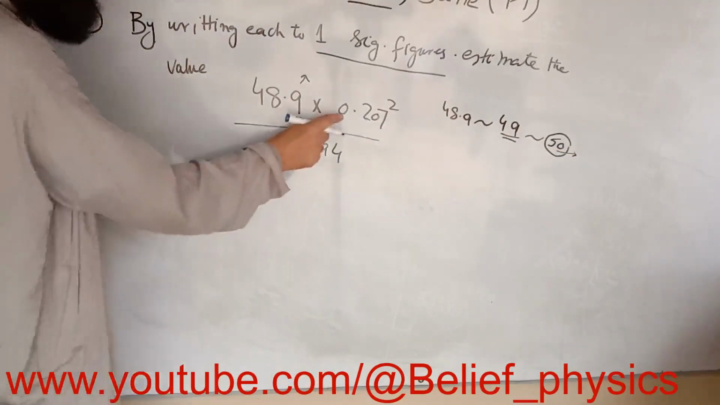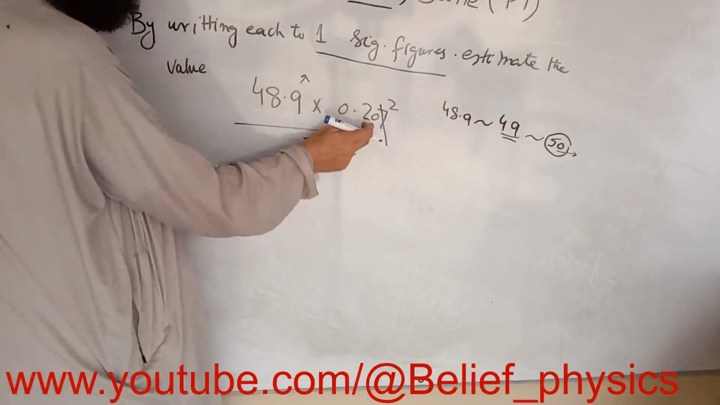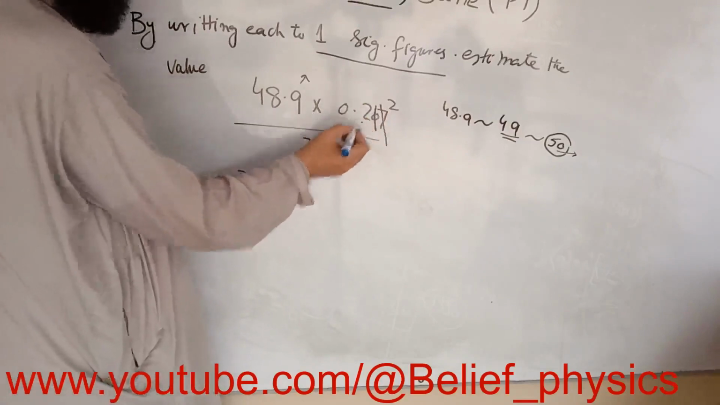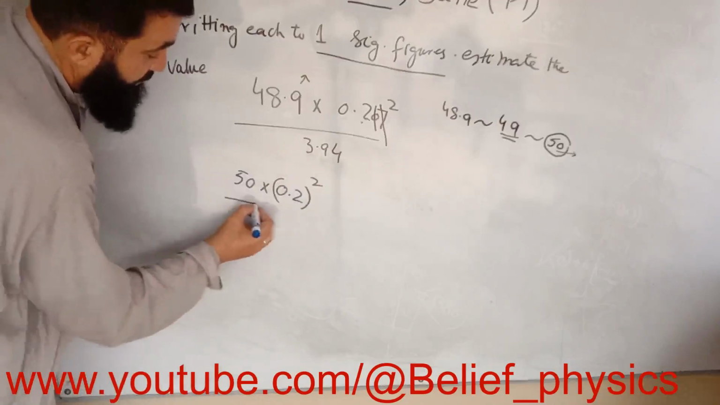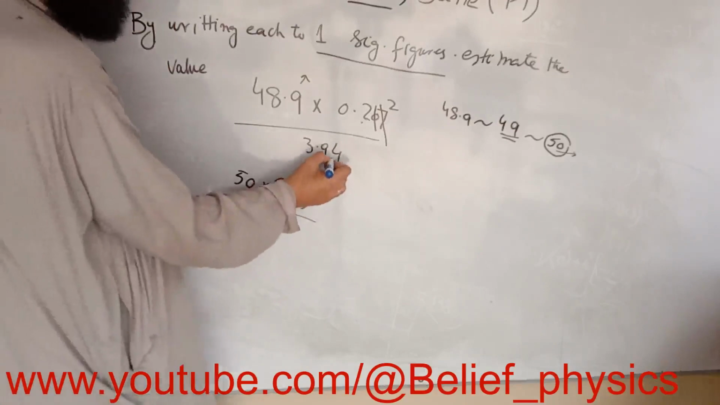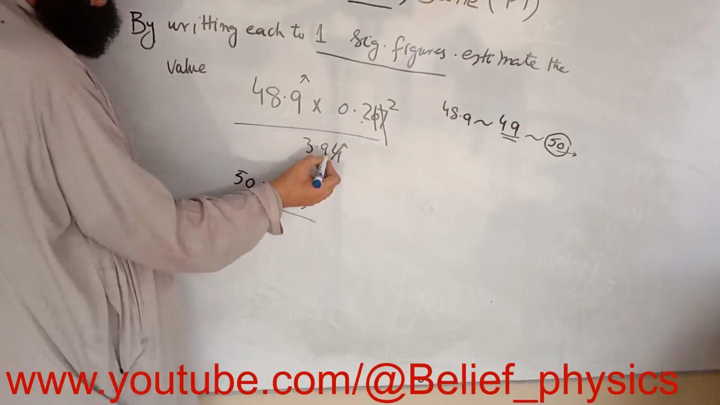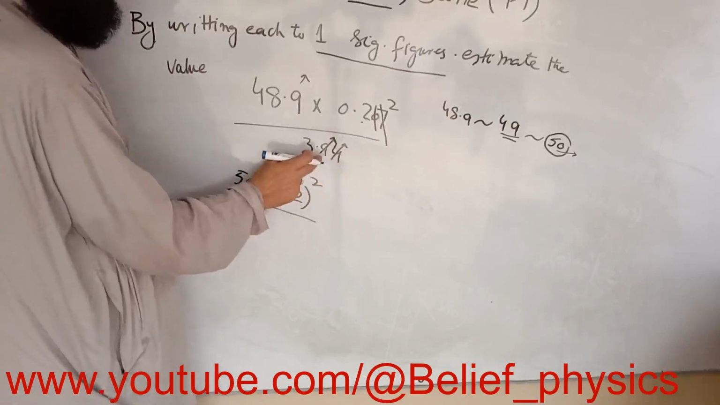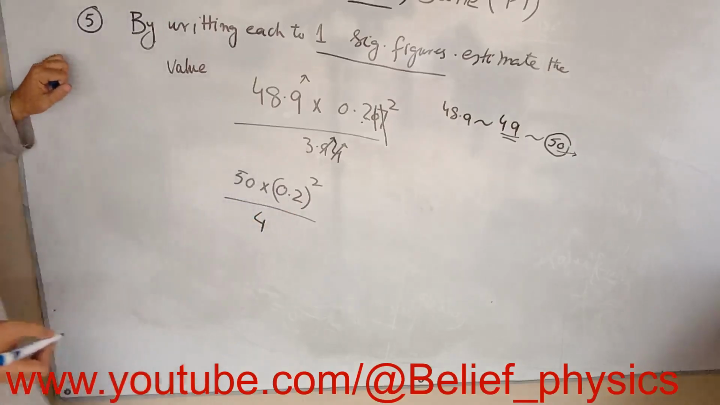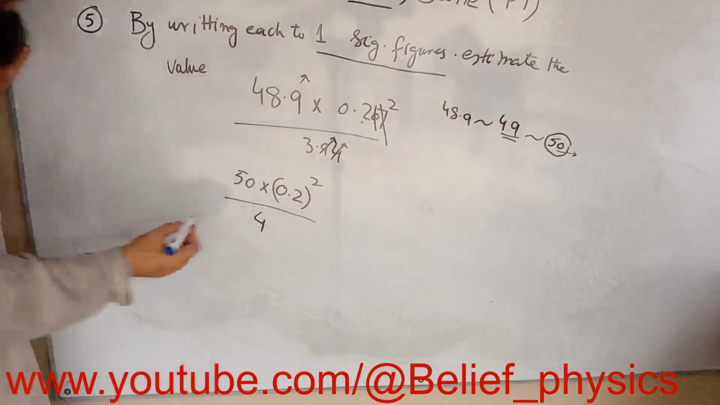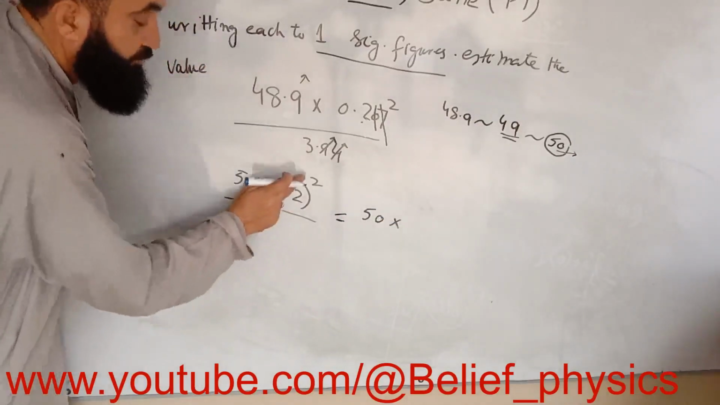Into, this will become 0.2 because we drop this 7, this will become 1, and when we drop this 1, this will remain 2, so this will become 0.2 square over. Again, when we drop this 4, this is less than 5, so this 9 will remain as it is. When we drop this 9, it is greater than 5, this will be raised, so we will get 4 here. Now we solve it. This will become 50 into 2 square is 4.